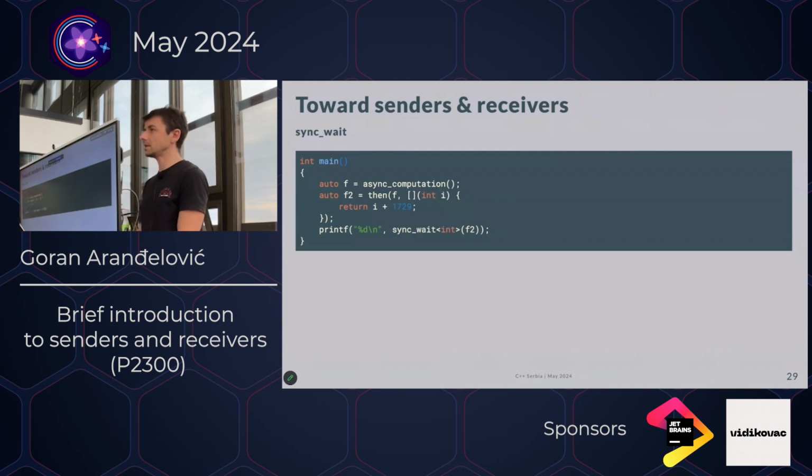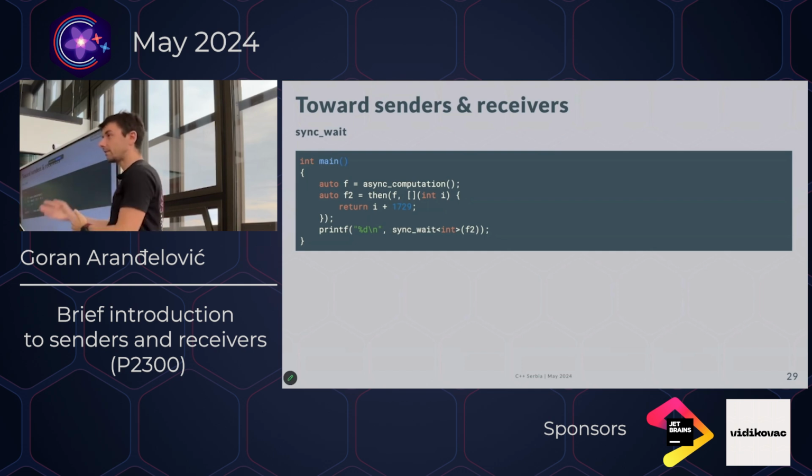This is the important bit here, right? So we had some async computation, we chained some other function, and then this is the final important thing in order to block: to call sync wait on this, and we get the result. And from the usage perspective, this is how you would use algorithms.